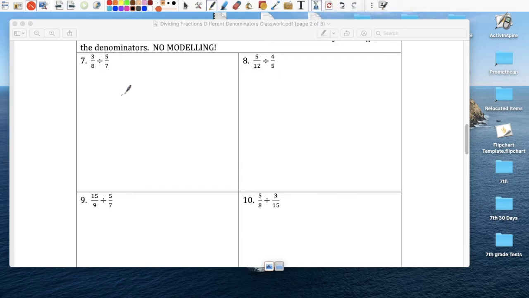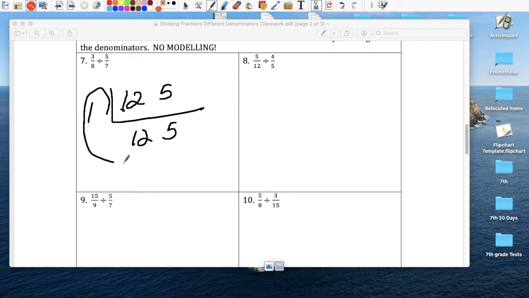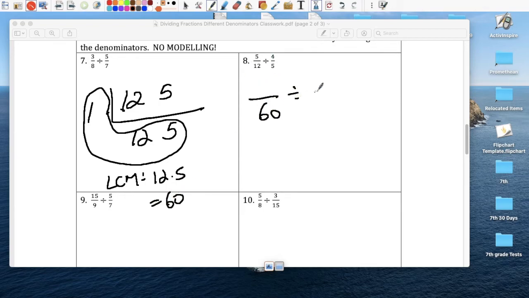40. 12 and 5, what's the LCM of 12 and 5? Well, let's just do it this way. The only number that goes into 12 and 5 is 1. So we can multiply these numbers. The LCM is 12 times 5, which is 60. So we're going to change this to 60. Change that to 60. 12 times what is 60? Times 5. So I multiply the top times 5. 5 times 5 is 25.